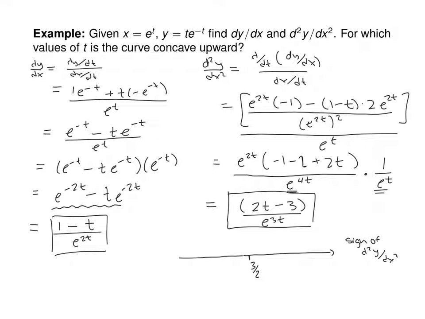So for a number to the left of positive 3 halves, let's test 0. When you test 0, your numerator is negative, denominator positive, so your second derivative is negative on that interval. Past that point, at say 2, numerator positive, denominator positive, you're positive there. So the curve is concave up if you're on the interval from 3 halves to infinity. Don't forget those are t values.